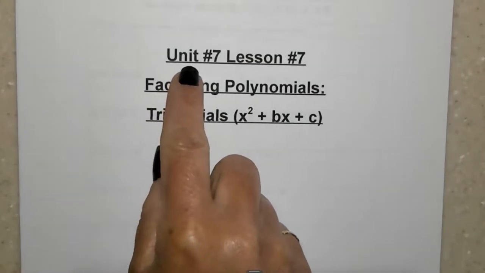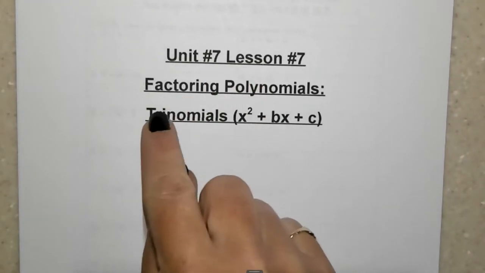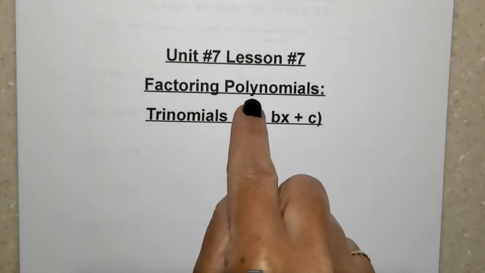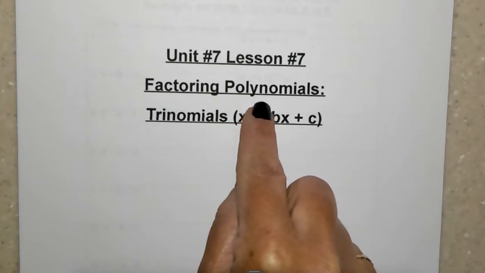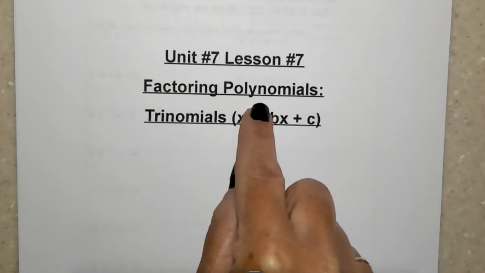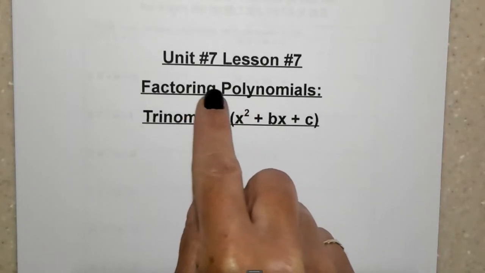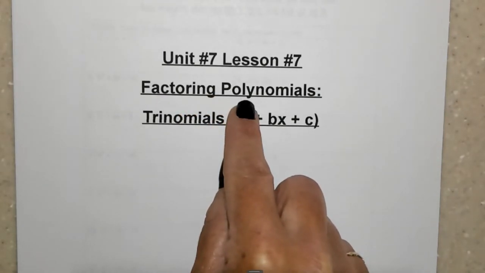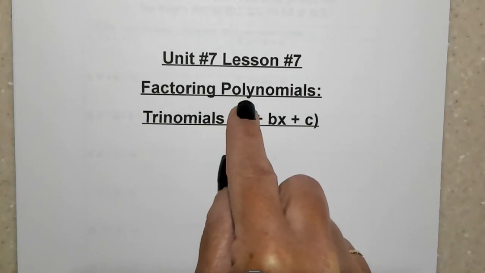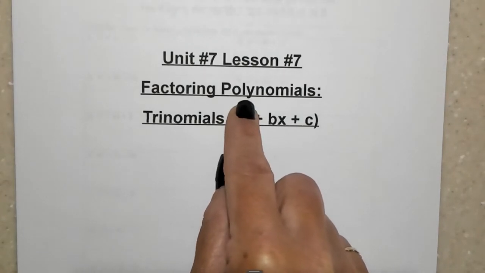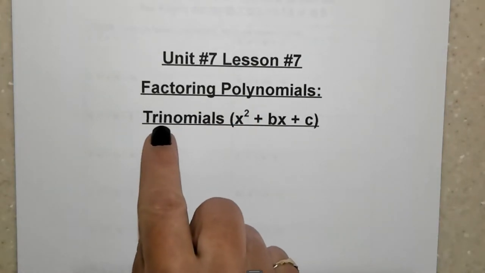Still working in Unit 7. We are on to Lesson 7, still working on factoring polynomials. Reminder that I told you last time, there are so many different kinds of polynomials, and they all look different. And so when we go to factor them into their smaller components, it's not just a one-size-fits-all approach, right? There are all these different ways that I have to show you how to factor a polynomial because there are so many different kinds of polynomials. So now we're going to move on to this thing called a trinomial.